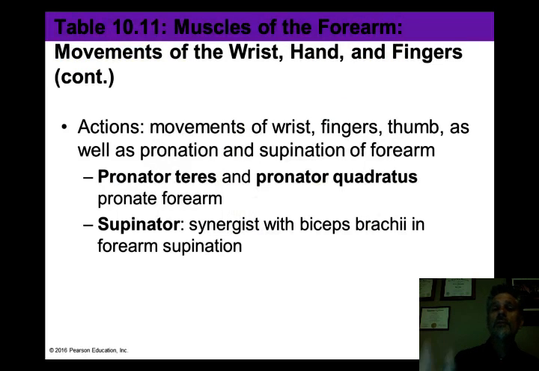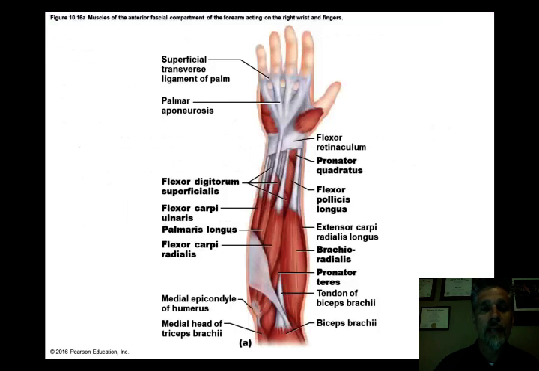So we said we do get pronation and supination of the forearm as well. So we need to look at the muscles that can produce that too. And so when we look at it, we're looking at the anterior compartment here. What we can see is we're going to look at opposite fiber arrangements for those that are going to pronate the forearm and supinate it.